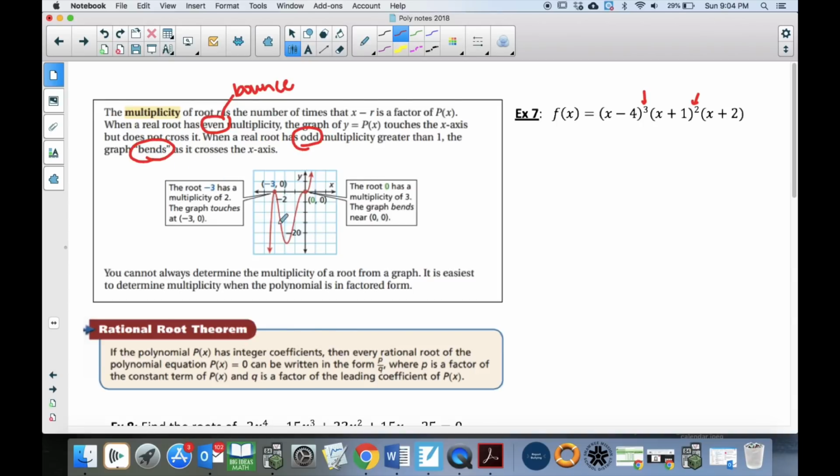So they have an example here. Here they have an even multiplicity at 3, and they have an odd multiplicity at 0. It bounces off and then bends through there. That's called multiplicity. In other words, if we look at this example, it's not the number inside, it's the power. The third power is going to give us a bend. The second power is going to give us a bounce. And then where there's no multiplicity, it's just going to be a normal crossing through, okay?